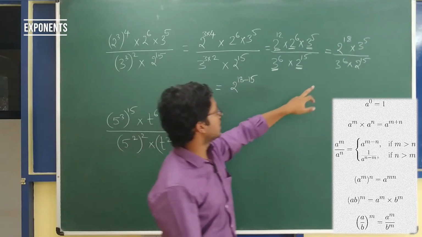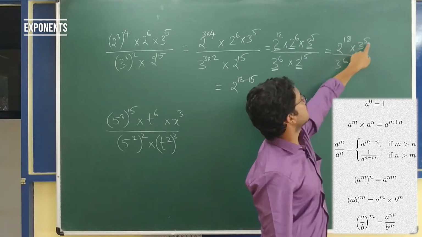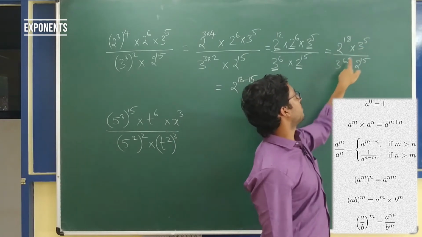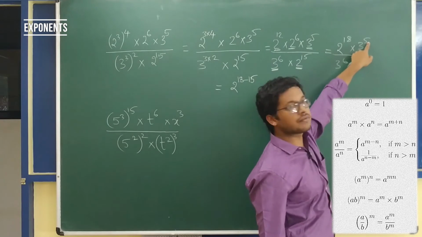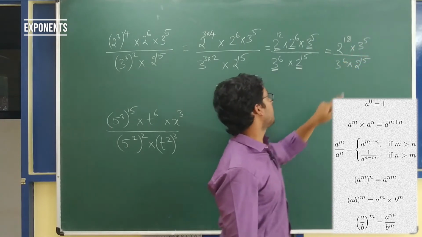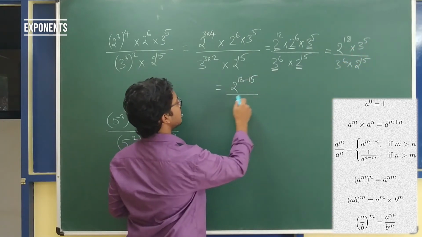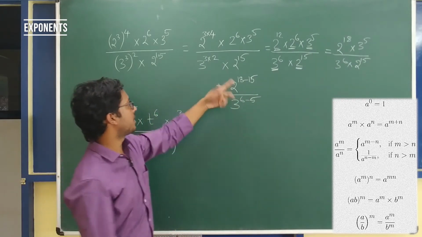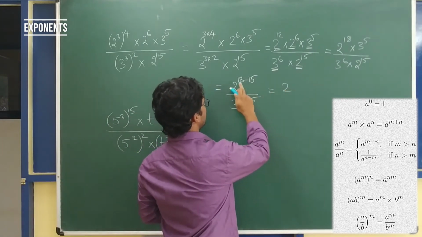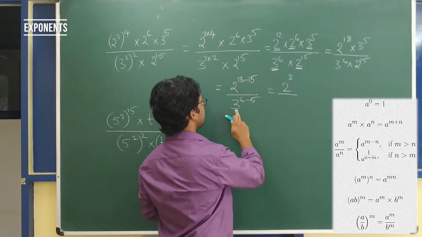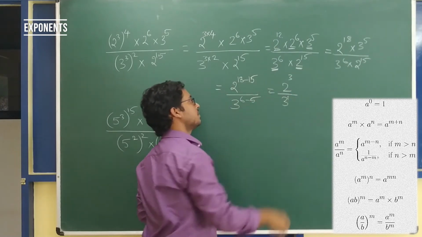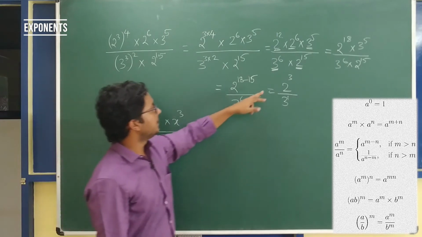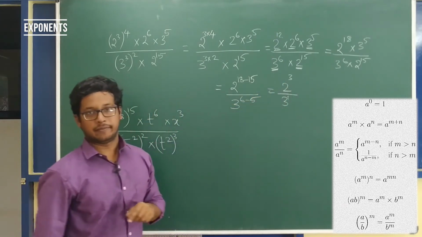Now let us see this one. So this is 3 raised to 6 and this is 3 raised to 5. Again same base but different powers, but 6 is greater than 5. So in this case you bring 5 down to the denominator. So this is divided by 3 raised to 6 minus 5. So finally the answer will be 2 raised to 18 minus 15, which will be 3, divided by 3 raised to 6 minus 5, which will be 1. So the answer is 2 raised to 3 divided by 3.